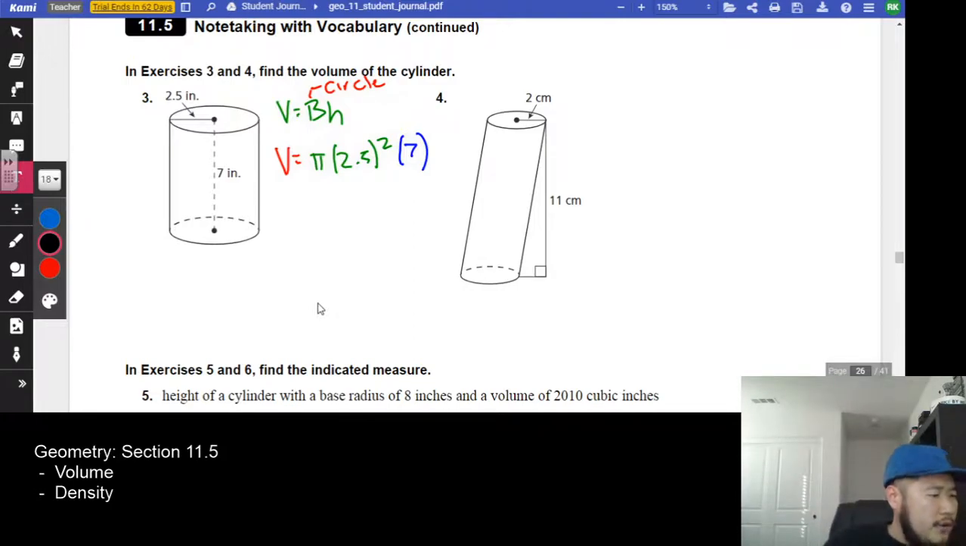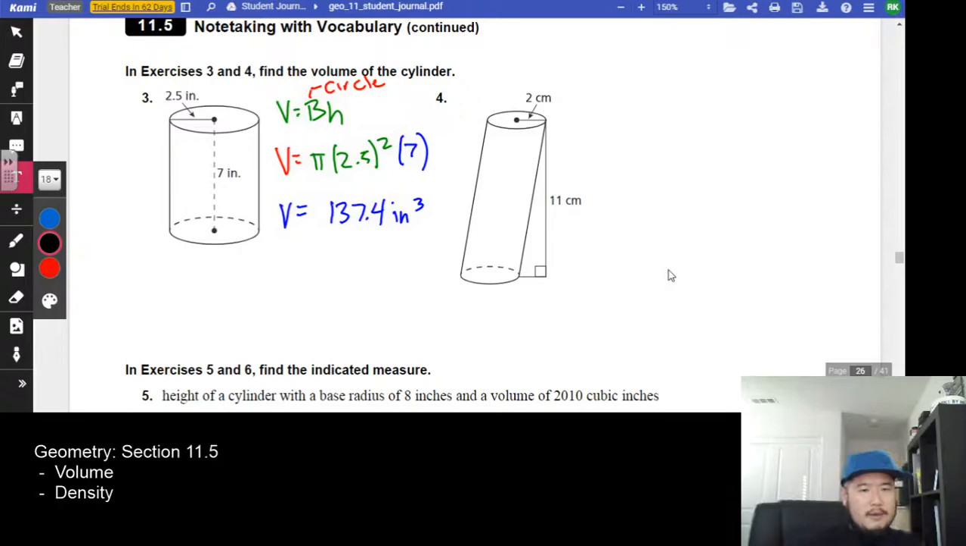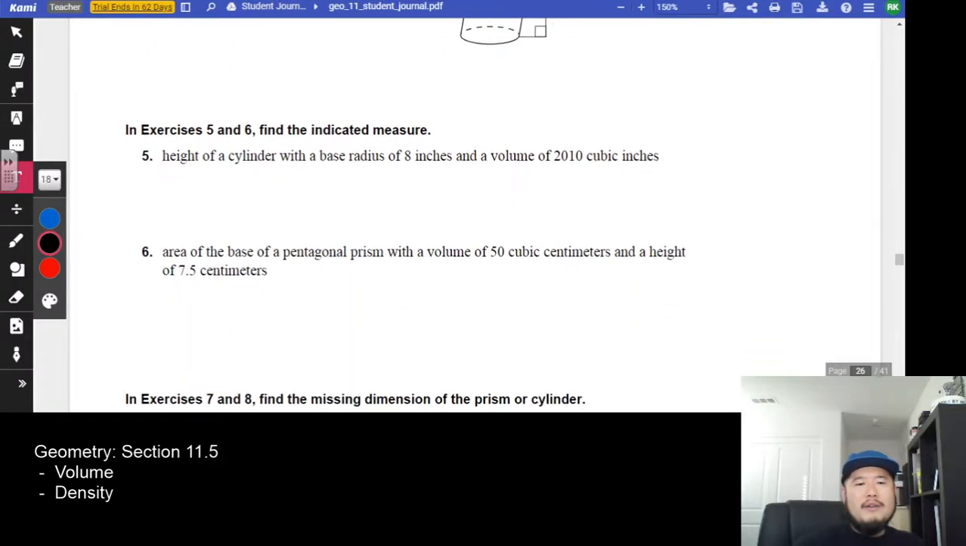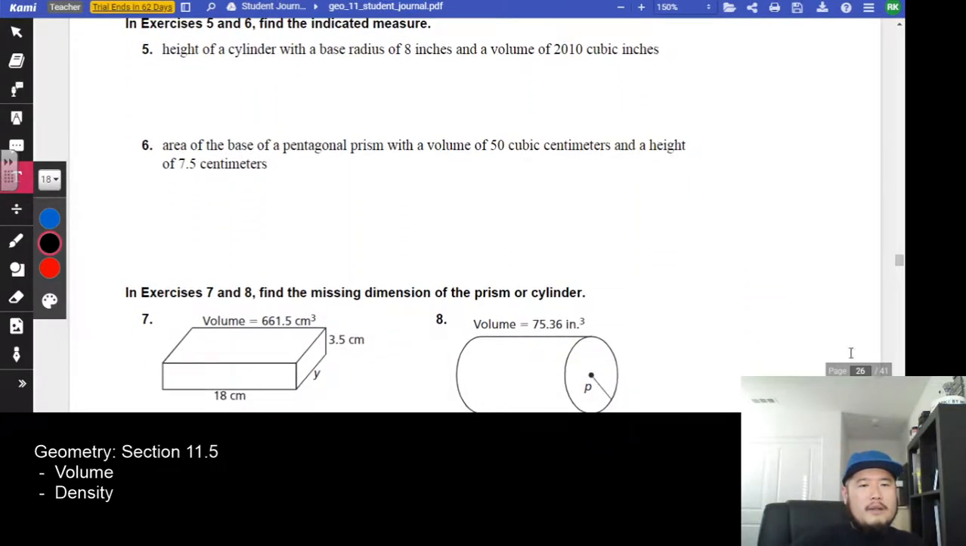I think they're having you round here to the nearest tenth. So the volume we have is 137.4, and that is inches cubed. All right, so plugging that into your calculator, you could have paused it, plugged it in, and made sure you get that same answer. Don't forget it's important to work on your calculator skills. There's no excuse not to be able to get the problem right, especially with the calculator. All right, number 5, we'll skip number 4.